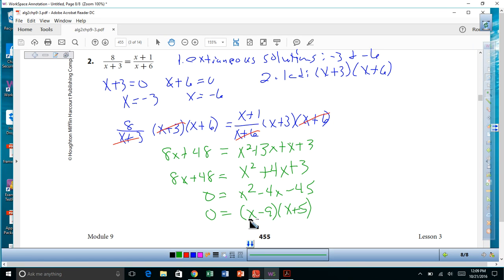So let's set those equal to 0. X minus 9 equals 0, and that gives you x equals 9. And then x plus 5 equals 0. Subtract 5 from both sides, and you got x equals negative 5. So our solutions are 9 and negative 5. I'm looking, neither one of them are extraneous solutions. So that is our solution.